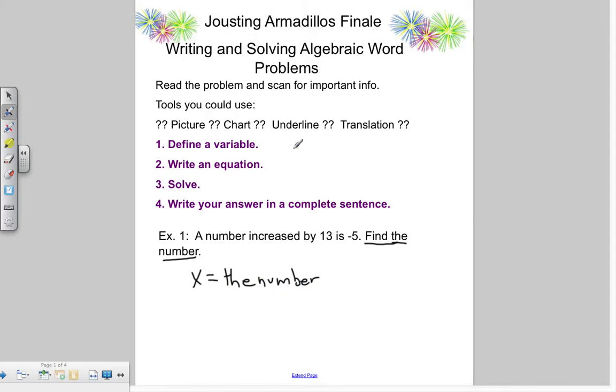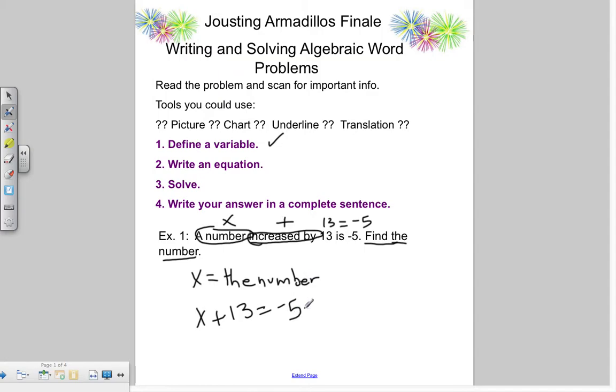So if I want to find the number, I'm going to make x equal the number. Okay, so now I've done that. Check. Now I'm going to write an equation. Okay, so go back and I'm going to translate: a number, which is the x I was referring to, x, increased by, what mathematical operation does that mean? Oh, right, plus 13 means equals, -5 is -5. I probably wouldn't have done this. I would have just jumped right to it here, but I'm just showing you how to translate. So x plus 13 equals -5.